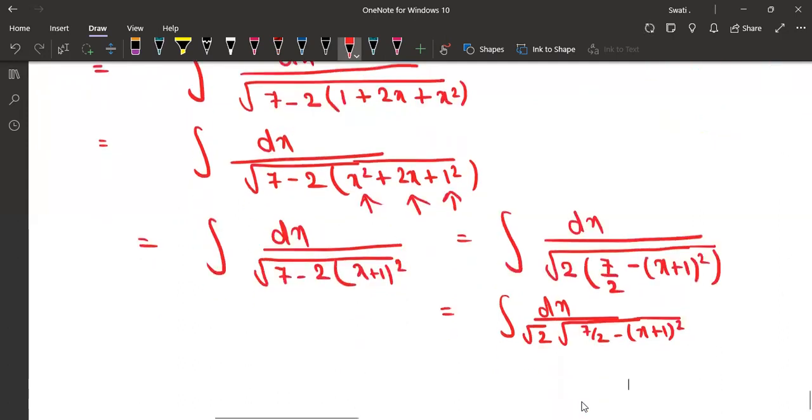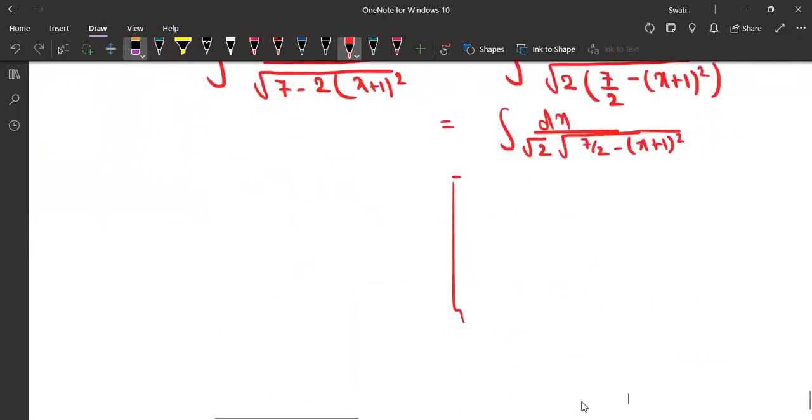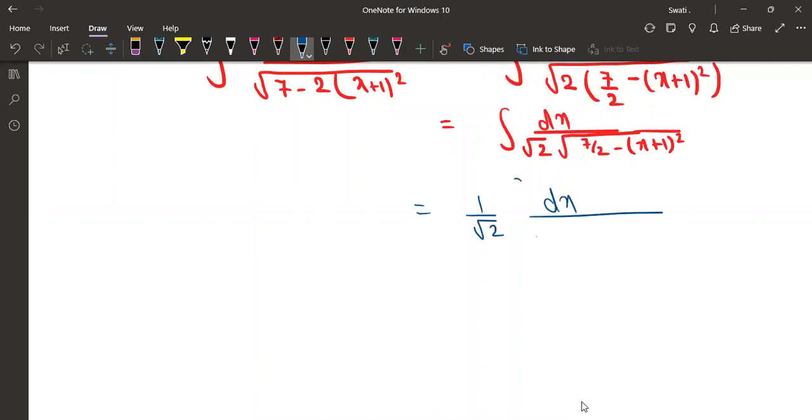Now this we can write as, okay, 1 second. Okay, so this will become 1 upon root 2 outside, and then integration of dx upon root over, I can write 7 by 2 as root over 7 by 2 whole square, that's the same thing, minus this x plus 1 whole square as it is.